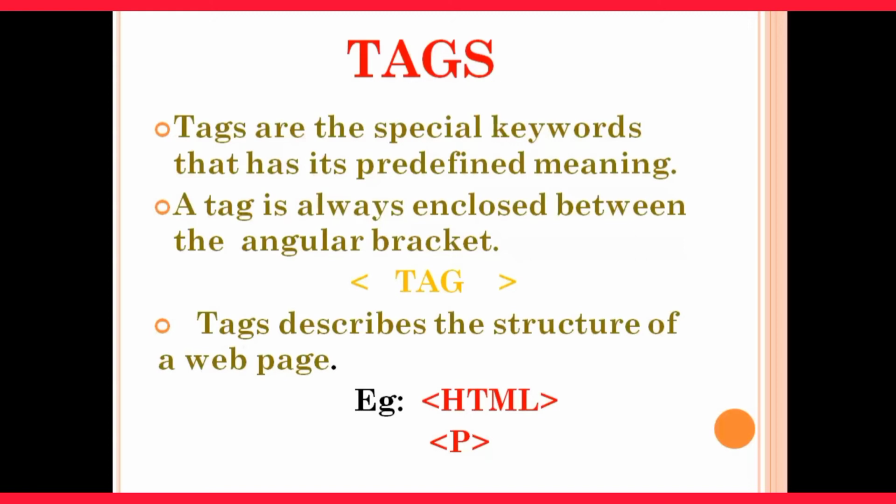A tag is always enclosed between angular brackets. Here you can see the example. These are both angular brackets, and if we want to write a tag, we write it between the angular brackets. A tag describes the structure of a web page. If we want to design a web page, we can write everything within the tags.